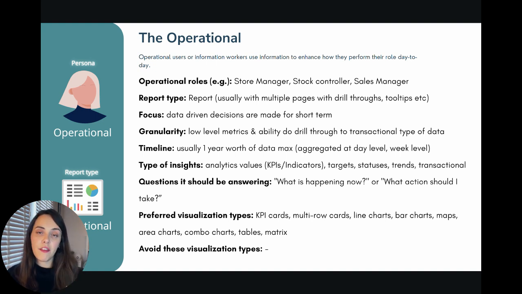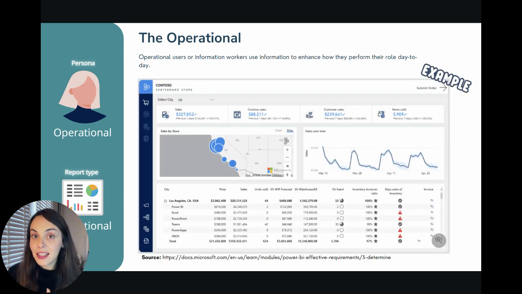In this case, you have a lot more flexibility with the visualization types that you can use. I mean, you can use any type of visualization in any type of report, right? But having in mind the operational type of persona, you can go crazy with tables and matrices, conditional formatting, drill-throughs, tooltips, and all of that. It is supposed to be quite a granular and complex report, so you can get a little bit more creative here. As you can see in this example, we already have a table. It's still quite a simple example, I would say.